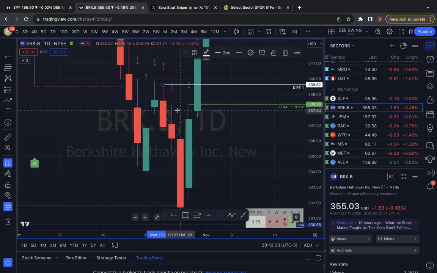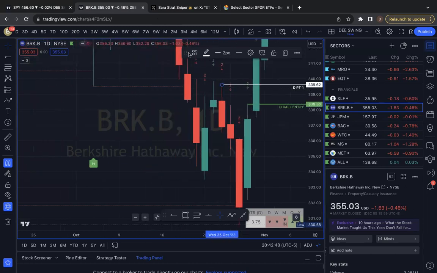Y'all see how this high is lower than our call entry and then this high is lower than our call entry? That wouldn't make sense, right? That would be stupid to make that our price target. So you keep going until you find a previous candle that's higher than your call entry. That makes sense to everybody? All right, bet. Check the chat.